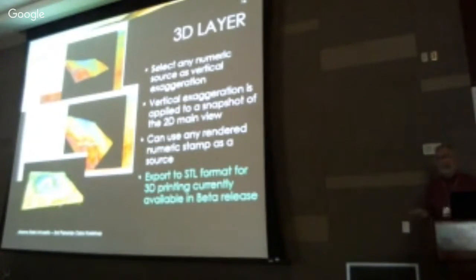Our 3D layer has been around for a while. We've been making some changes, improving the user interface. It basically lets you take what's on the main screen and project it onto an exaggerated terrain. But it doesn't have to be terrain. You can use any data source. So for example, the top picture there shows an actual MOLA elevation with a certain area. You can move this thing around, turn it upside down, spin it around.